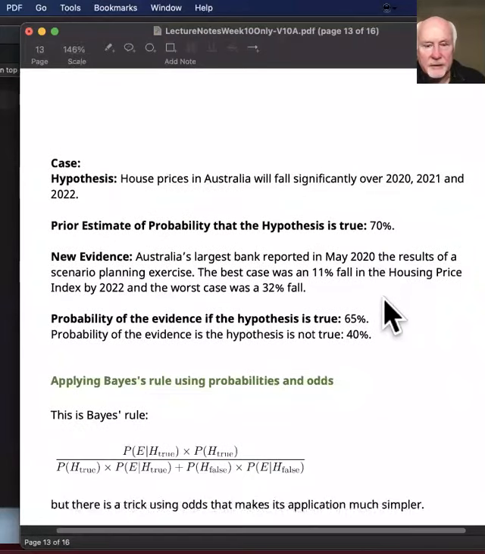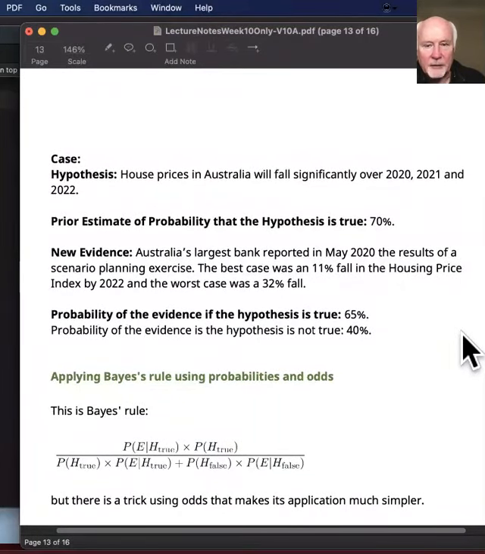So let's look at an example here. The hypothesis, this is turning out to be true. The hypothesis is that house prices in Australia will fall. No, this has turned out not to be true. House prices in Australia will fall significantly over 2020, 2021, and 2022. So for the prior estimate of this probability, we'll have to place ourselves back in time here. Let's say we were thinking about this in 2019. Because oddly enough, in Australia, house prices have gone up since the pandemic started quite significantly in some places.